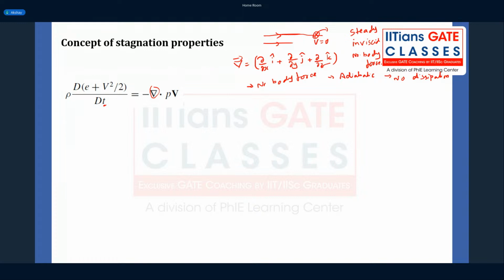Is it a steady equation? No, right? We are still dealing with a time derivative term. Maybe it is in the total derivative form, so it involves both local plus convective, but still it involves a time derivative. In that sense, it is not a steady state energy equation, but it is an energy equation with adiabatic and inviscid conditions and no body forces involved. Clear?